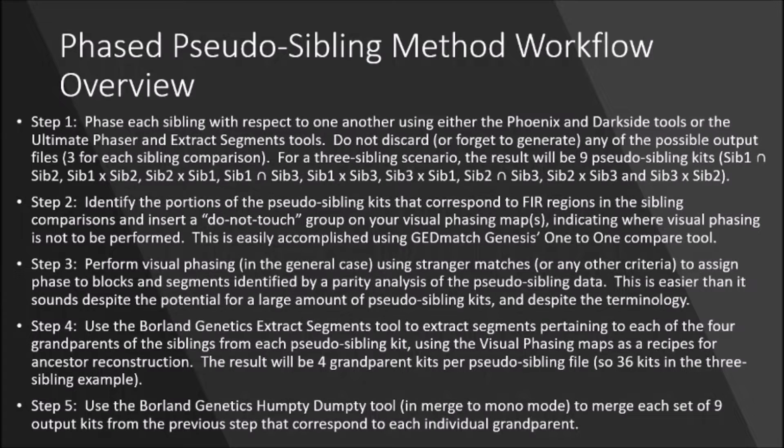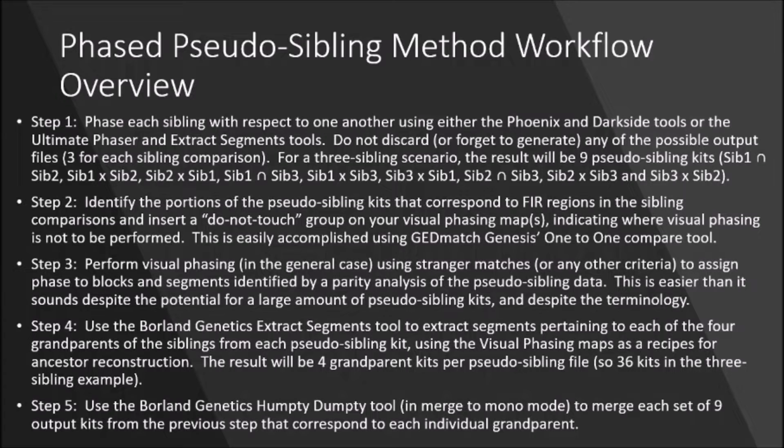Then we have the fully identical regions, and these are, if you remember the graphical one-to-one comparison on GEDmatch, where a lot of people check to see if they're full or half siblings by whether or not they have these big green bars.